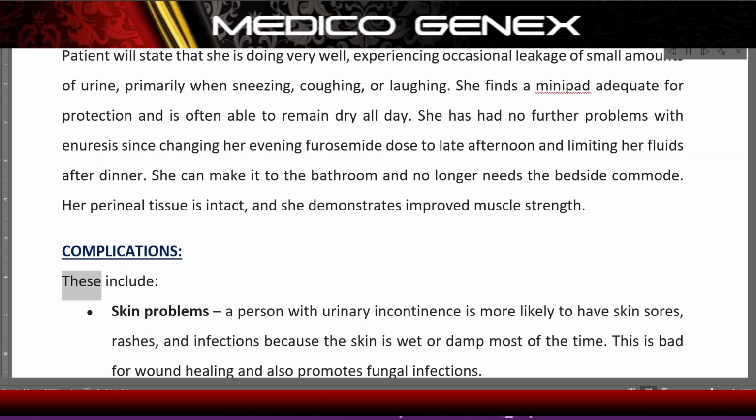Complications. These include skin problems. A person with urinary incontinence is more likely to have skin sores, rashes, and infections because the skin is wet or damp most of the time. This is bad for wound healing and also promotes fungal infections.